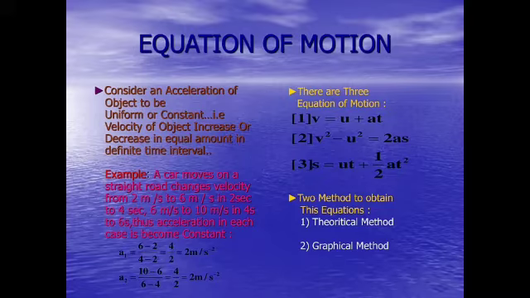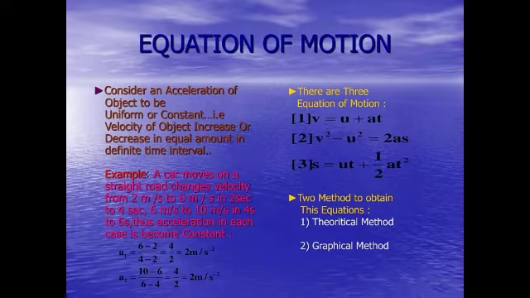Now we are taking the equations of motion. Consider the acceleration of an object to be uniform or constant. That means velocity of the object increases or decreases in equal amounts in a definite time interval. Suppose we take one example of a car in which accelerations a1 and a2 are constant. You can see in this clip, that is equal to 4 by 2 equal to 2 meter per second square, and a1 and a2 are the same, 2 meter per second square. That means acceleration is constant.